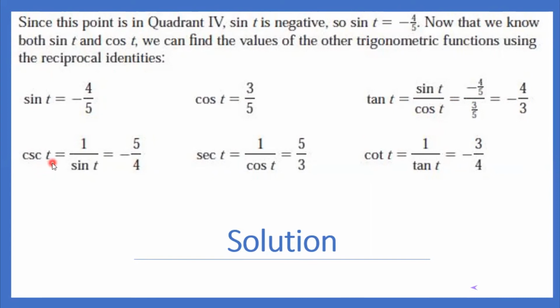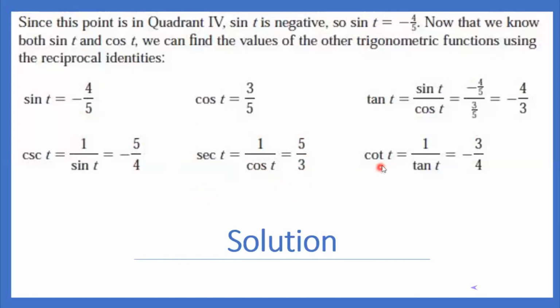How about cosecant t? Cosecant t is defined as 1 over sine t. Since sine t is equal to negative 4 over 5, we have 1 over negative 4 over 5, which can be simplified into negative 5 over 4. How about secant t? Secant t is defined as 1 over cosine t. Now, since our cosine t is 3 over 5, we have 1 over 3 over 5, which can be simplified into 5 over 3. So secant t is equal to 5 over 3.